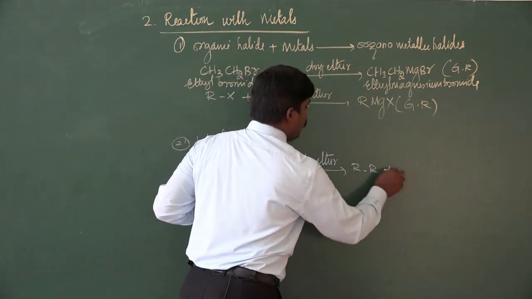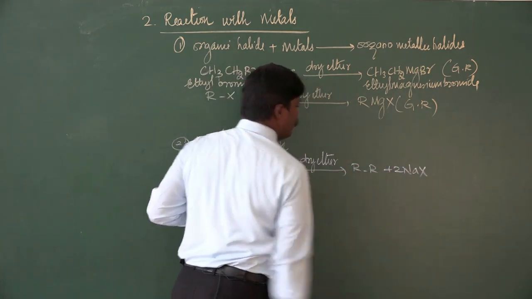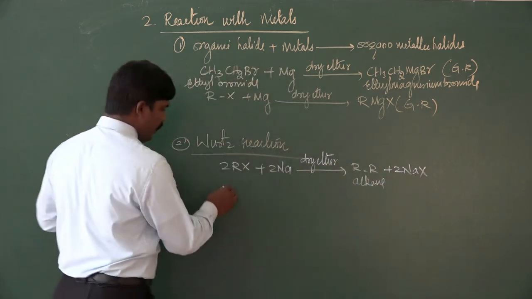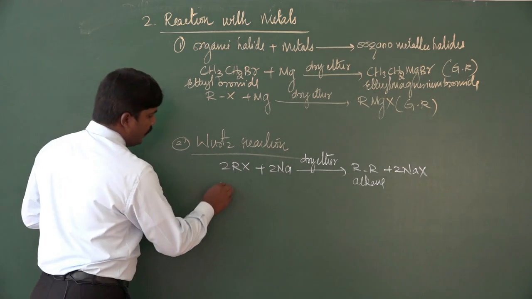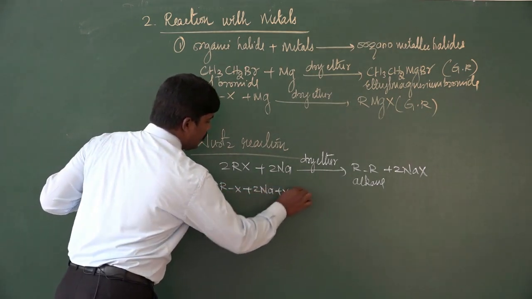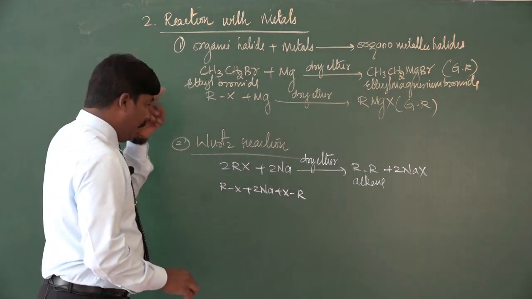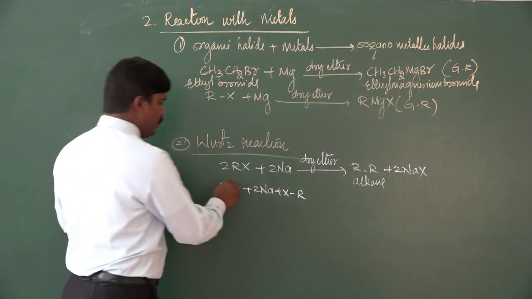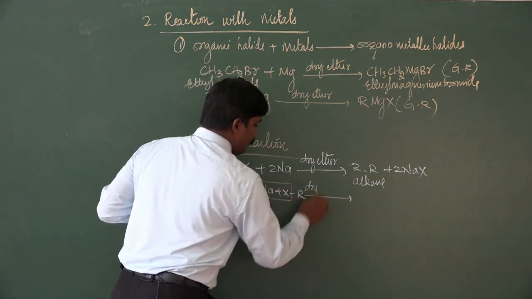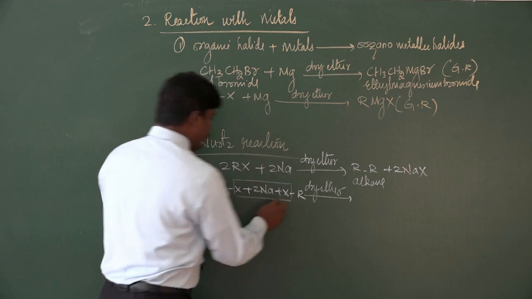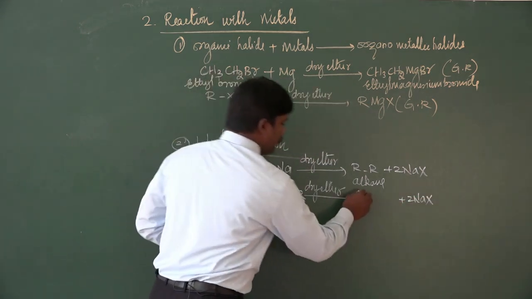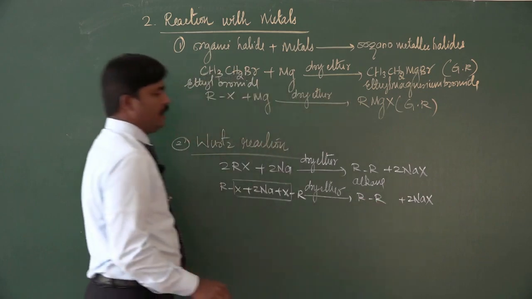It forms an alkane. Let me try to give a general form once again. That is, we can write RX plus 2Na plus XR, in the presence of dry ether, gives 2NaX, and what I get is R-R, that is again an alkane.